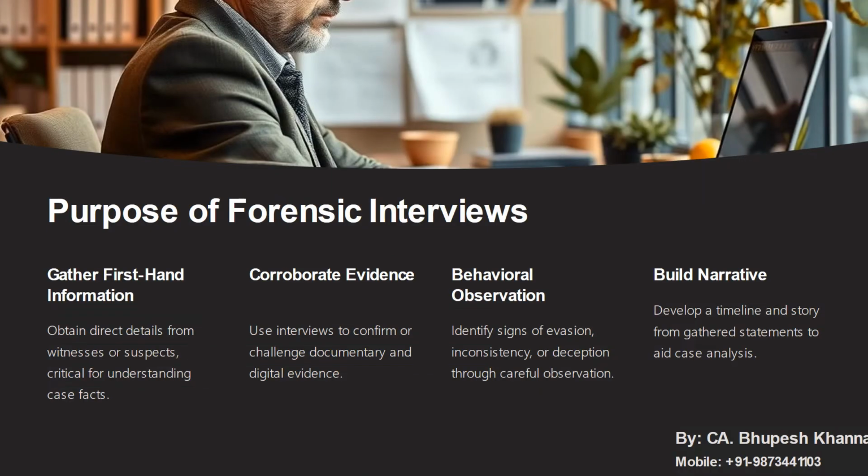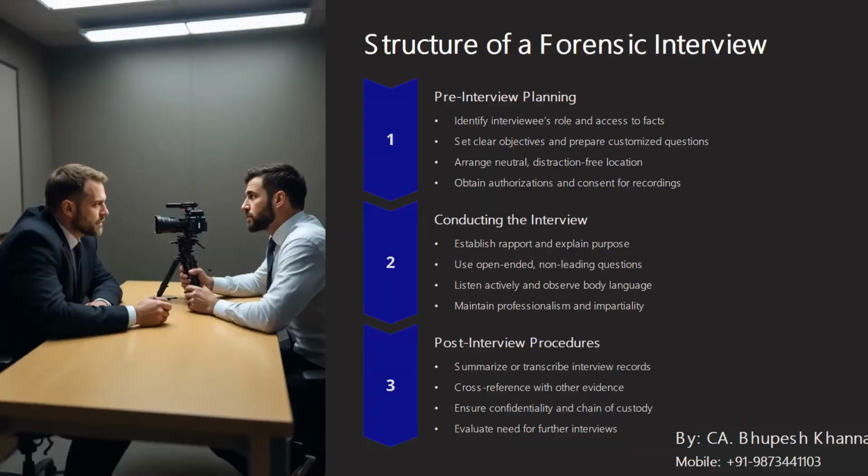Second topic is the purpose of conducting interviews in forensic engagements. Forensic interviews serve several key purposes: to gather first-hand information from witnesses or suspects, to corroborate or contradict documentary or digital evidence, to observe behavioral indicators such as evasion, inconsistency, or deception, to build a narrative and timeline of events, and to assess motives and opportunity.